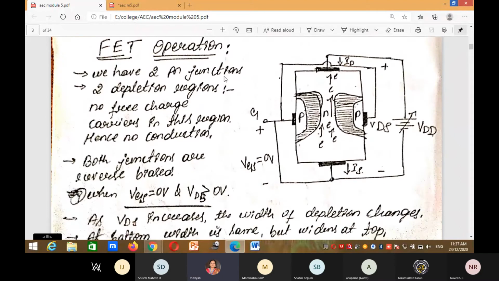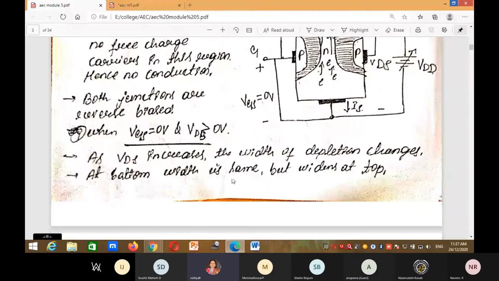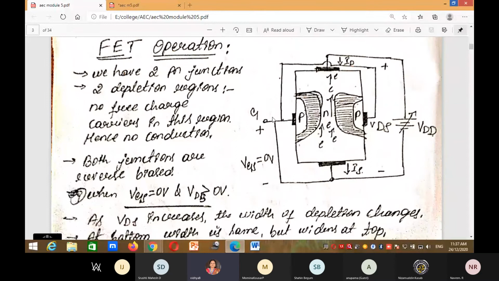FET operation. We have two PN junctions. I have already said that we have two PN junctions and two depletion regions, with no free charge carriers in this region, hence no conduction. Both junctions are reverse biased when VGS is equal to 0 and VDS is greater than 0. VGS is equal to 0 because the gate terminal and the source terminal are both at 0 voltage, so there is no potential difference between gate and source. So VGS is equal to 0.